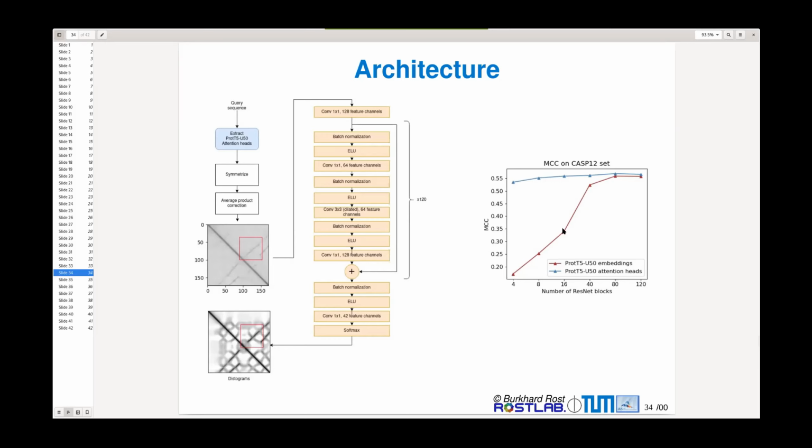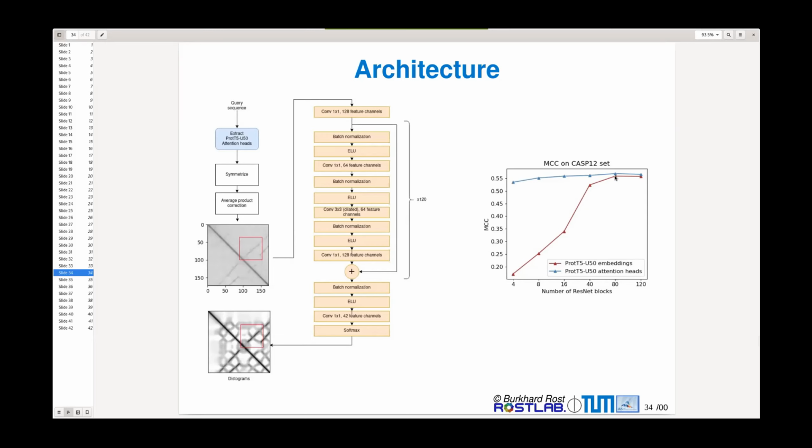However, if we now make this architecture more and more shallow, we see that the performance based on the 1D embeddings drops sharply. So we're not getting anywhere with this. However, the attention heads already contain such a strong structural signal, as we already visualized here, that you can go very shallow with just 4 ResNet blocks. This is not even deep learning anymore. This is shallow learning. And we still get a very competitive performance here. You still gain when you make it deeper, but it's not that much. And it plateaus pretty quickly.